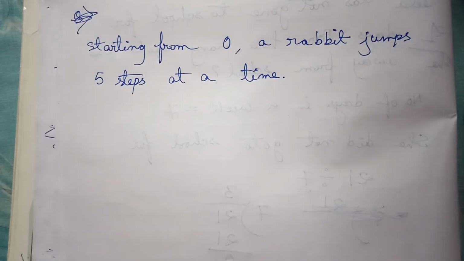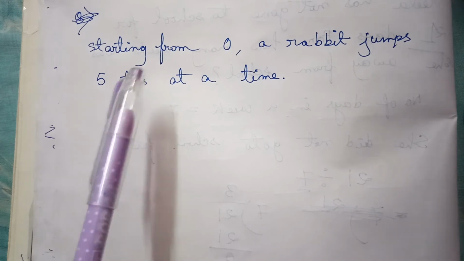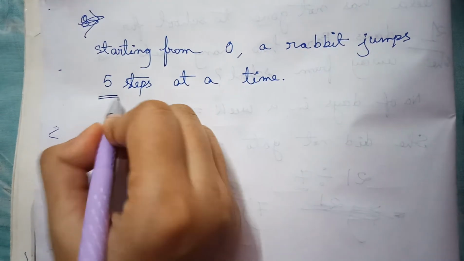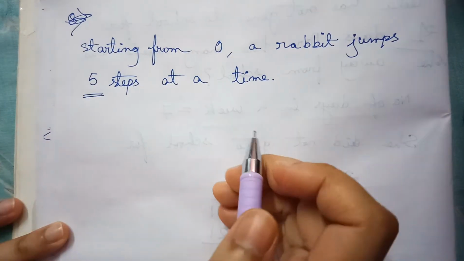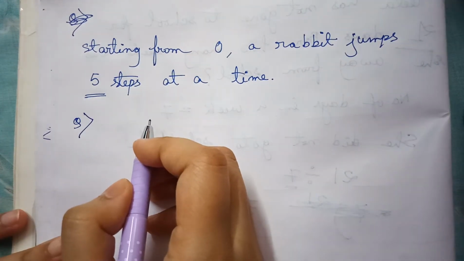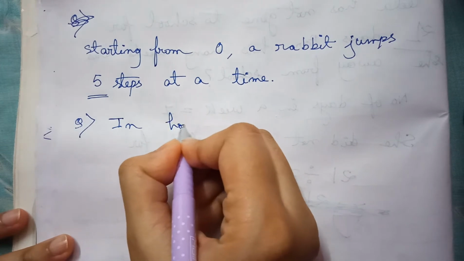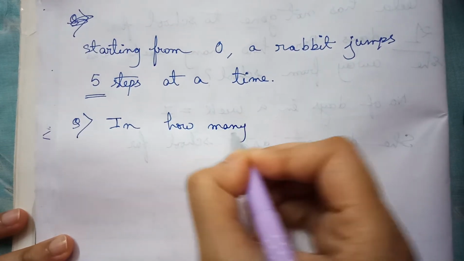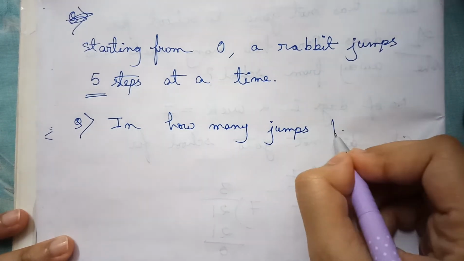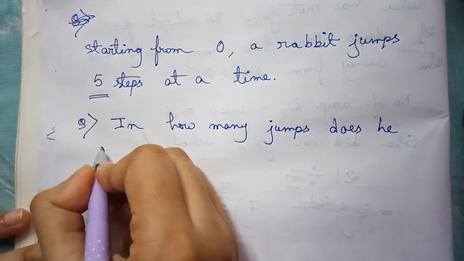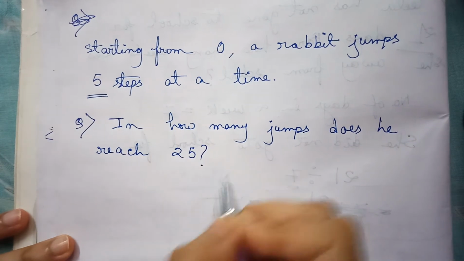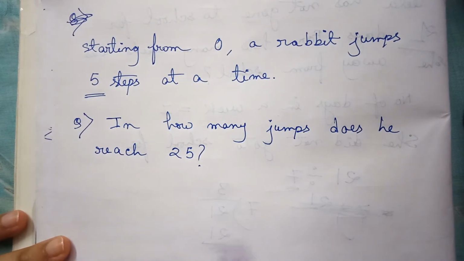Now you can see we are talking about a new rabbit. So the rabbit, what he does, starting from 0, a rabbit jumps 5 steps at a time. Now 5 steps. Okay. So the question is, in how many jumps does he reach 25? Okay, in how many jumps does he reach 25?